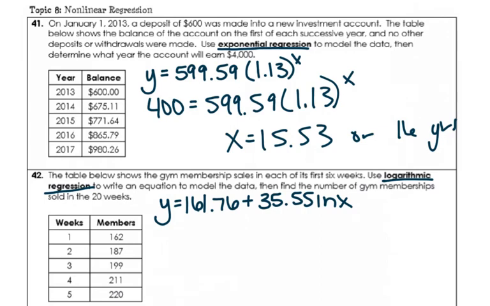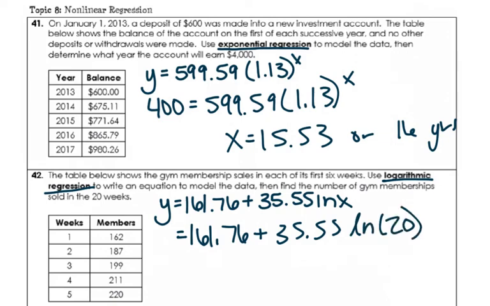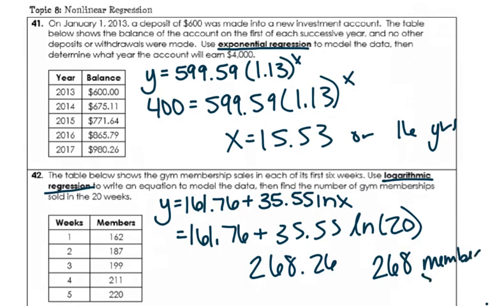For 42, I want you to find a logarithmic model. This is the model you should get when you do it. And then by reading the question, we should know to replace x with 20. And when you do that, you get 268.26, or you could have said 268 memberships.